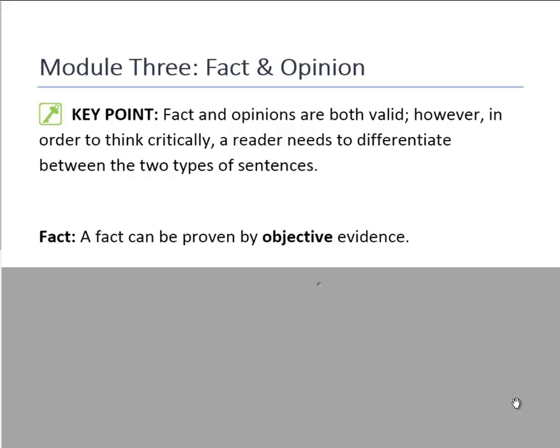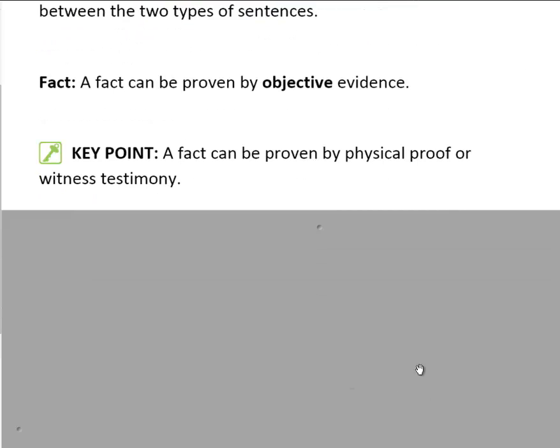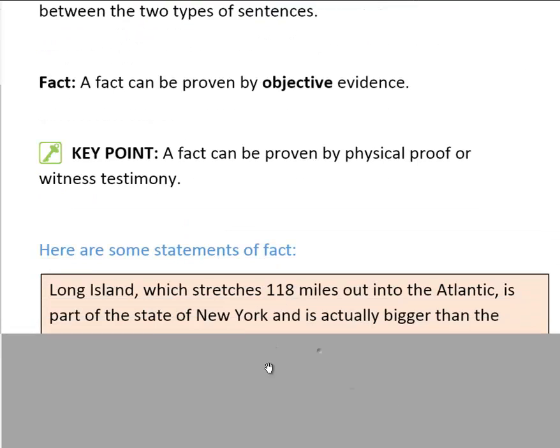It is best to start our discussion by defining the terms involved. A fact can be proven by objective evidence. When a statement is objective, it is not open to interpretation. It expresses no feelings, emotions, or prejudices. In other words, a fact can be proven by physical proof or witness testimony. Let's take a look at some examples that are statements of fact.